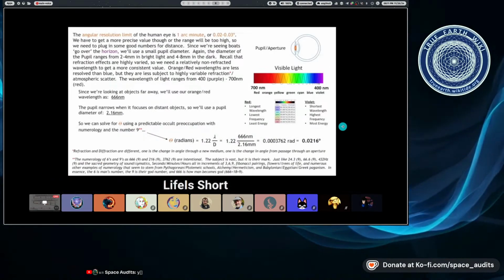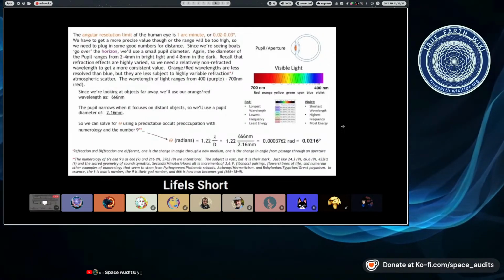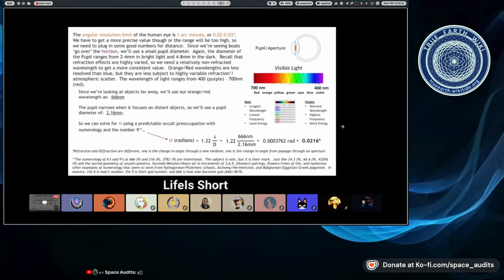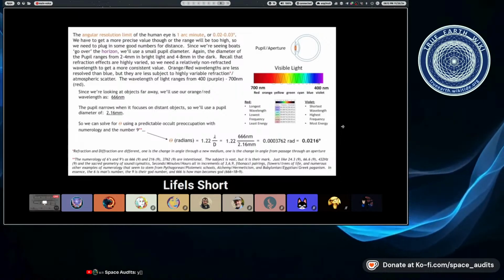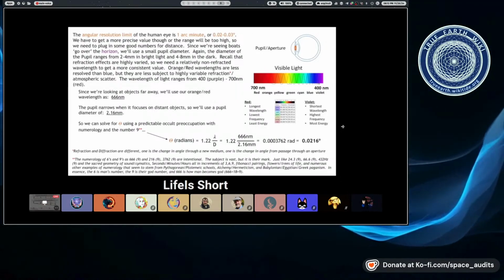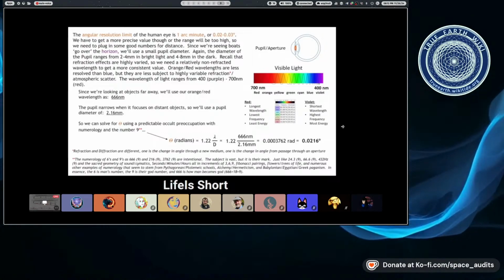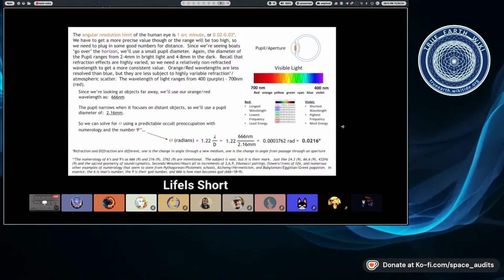Since we're seeing boats go over the horizon, we'll use a small pupil diameter because we're focusing at far distance. So again, the diameter of the pupil ranges from 2 to 4 millimeters in bright light and 4 to 8 millimeters in dark. Recall that refraction effects are highly varied, so we need a relatively non-refracted wavelength to get a more consistent value for a distant object. So orange-red wavelengths are less resolved than blue, but they are less subject to the highly variable refraction effects and atmospheric scatter that we witnessed before.